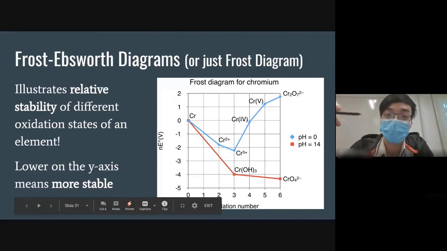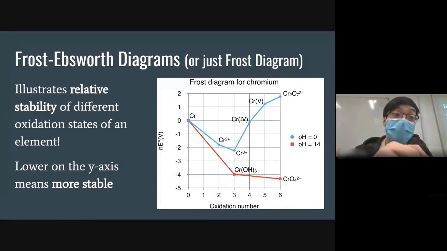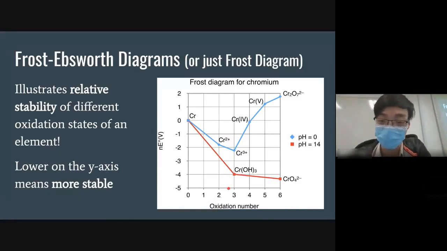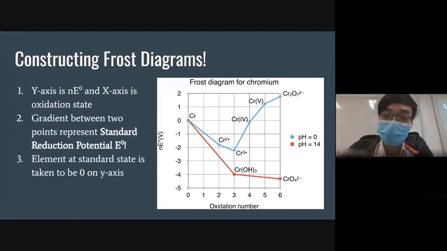So what is this force diagram? Basically, it illustrates the relative stability of the different oxidation states of an element. So how is this shown? It's shown that compounds lower on the y-axis will be more stable. So why is this so? Well, I'll explain it. But to first understand why, we must first understand what this diagram is about. So we can first start by looking at what the axes in the force diagram are.